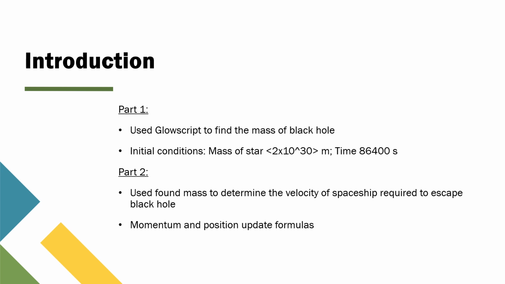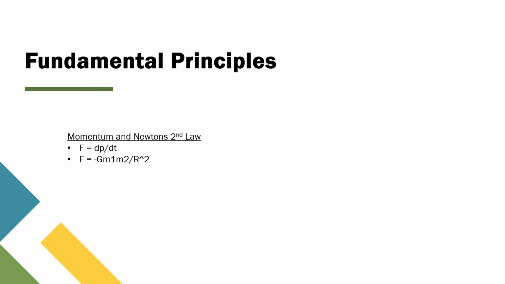And then in part two, I used that found mass to determine the velocity of a spaceship required to escape the black hole. And overall in this lab, momentum and position update formulas were being used. The fundamental principles of this lab are momentum and Newton's second law. We have force is equal to dp dt, and another force is the gravitational force, which is negative G m1 m2 over r squared.